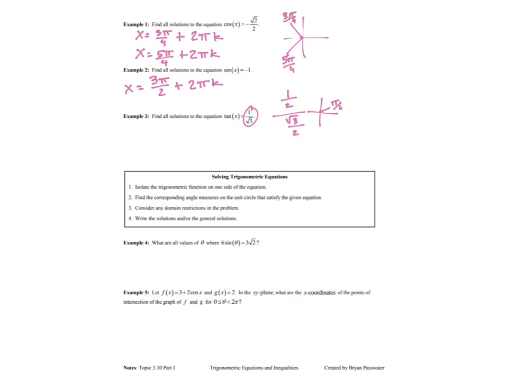Good. So those, find all solutions. Now we need positive pi over 6. Tangent's going to go positive, negative, right? Tangent repeats itself every pi. So we're at pi over 6. Should I mention the 7 pi over 6? No. Okay, so let's say this: x is equal to pi over 6 plus pi k, because tangent's period is pi.